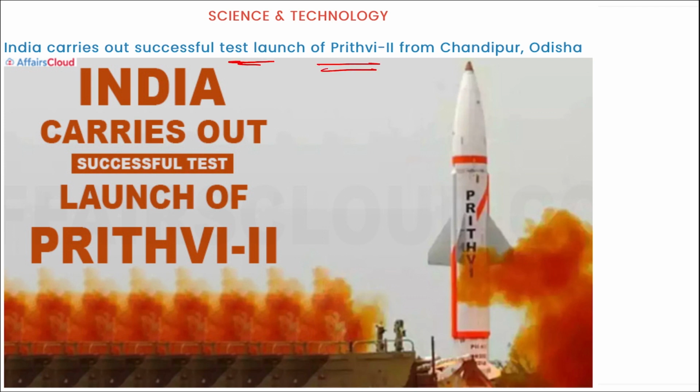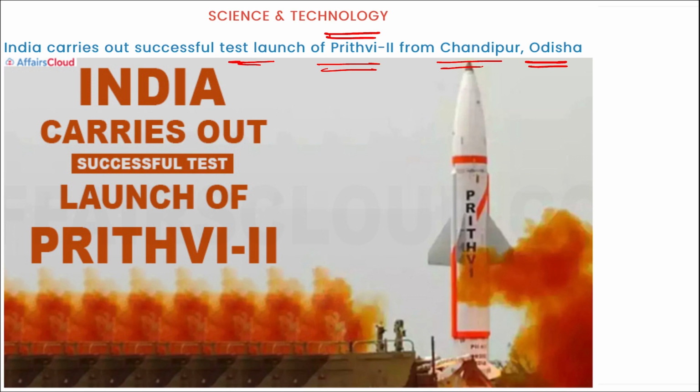Moving on. Next, India carries out successful test launch of Prithvi 2 from Chandipur, Odisha. I repeat, recently, India has carried out the successful launch of the missile that is Prithvi 2 from Chandipur, Odisha. Highly important. Alright, so India has successfully tested this Prithvi 2, that is a nuclear capable tactical ballistic missile. This was tested from the integrated test range in Chandipur off the coast of Odisha.